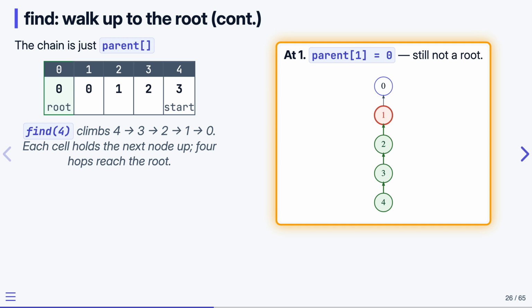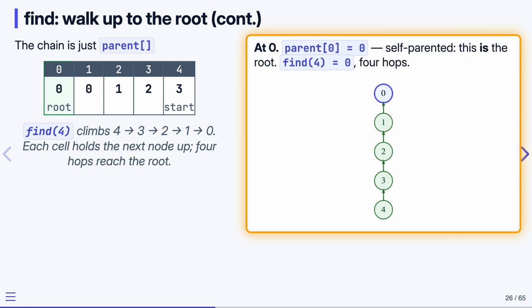Parent at 1 is 0, so we step to 0 and check whether it is a root. Now we are at 0. Parent at 0 is 0. It points to itself, so this is the root. Find of 4 is 0. That took 4 hops.